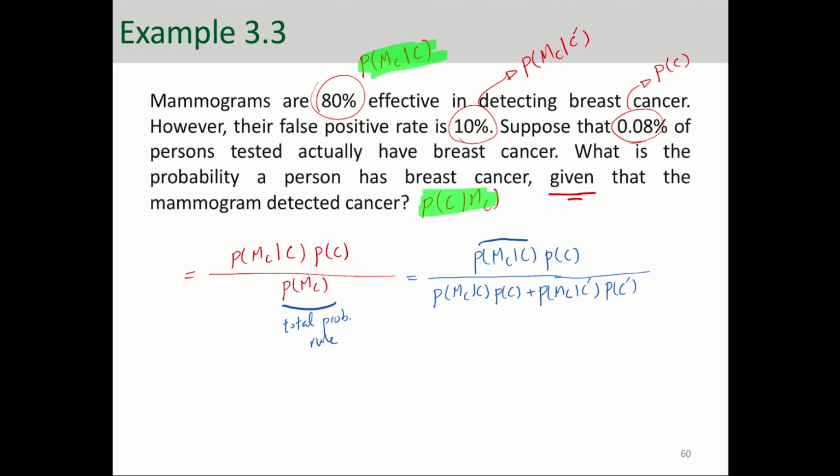So you have all the numbers: 0.8, 0.0008, and the same. And here we have 0.1, and this is 1 minus the probability of C, which is 0.9992, I believe. So when you do the math, you will get 0.006. Small percentage. That's the probability that you actually have breast cancer given that the mammogram says you do.